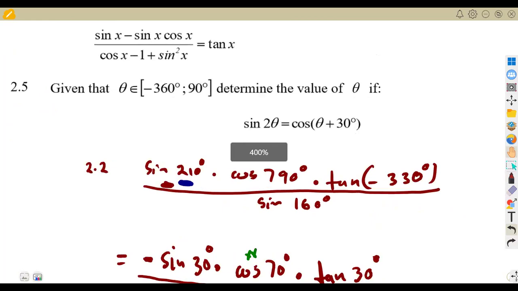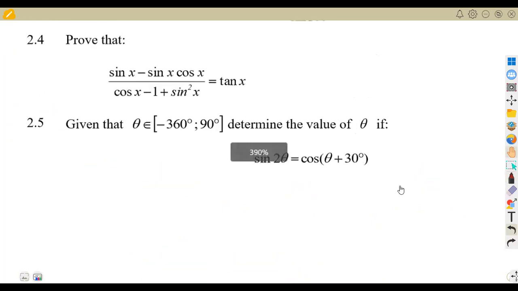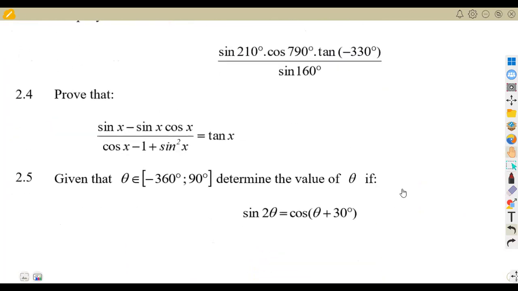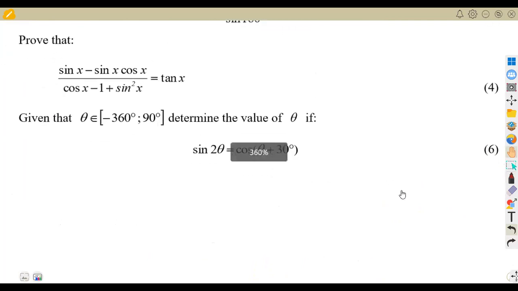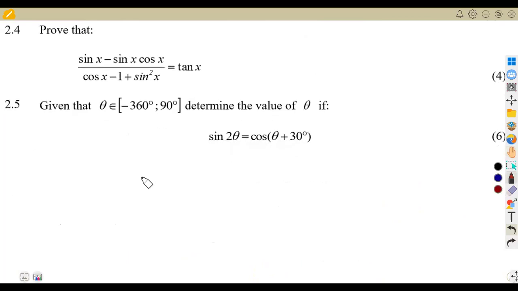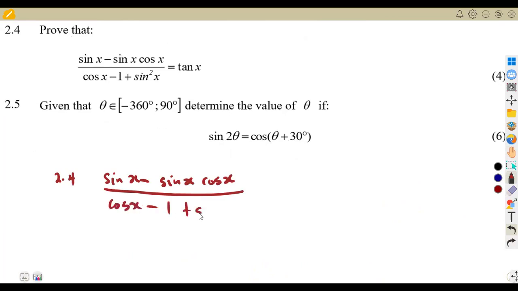All right, let us check this one. This is prove that. We simplify this. Prove this, and that is 4 marks. All right, let's try to prove here. So this is the identity that we are given. The left-hand side is given as the sine of x minus the sine of x times the cosine of x, everything over the cosine of x minus 1 plus the sine squared of x. This is equal to the tan of x.